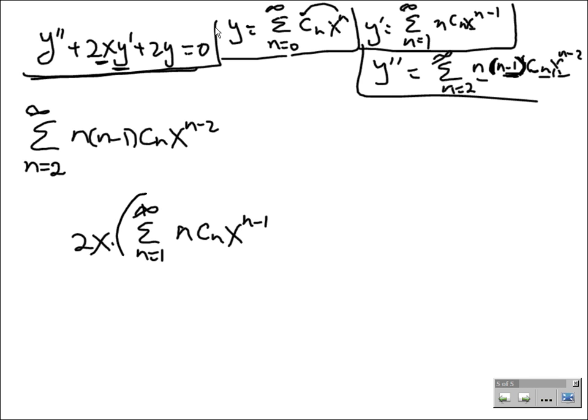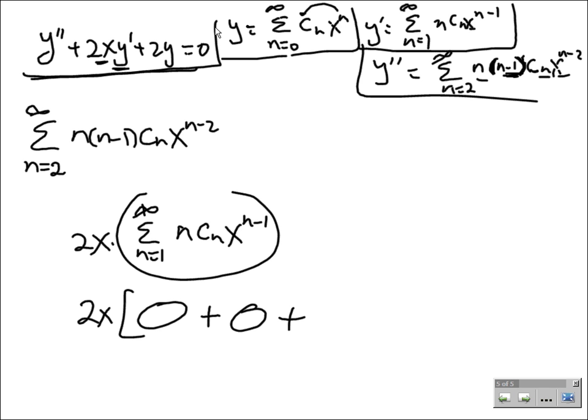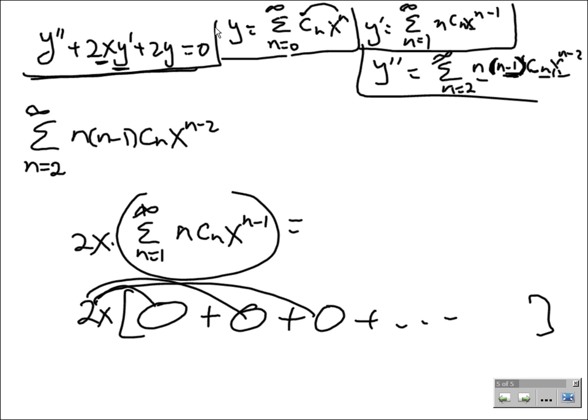Remember, this here is the summation. It is 2x times one thing plus another thing plus another thing all the way down forever. Well, the 2x gets to be multiplied by each of those things. That is, I can just add up, as n goes from 1 to infinity, 2x times n c_n x to the n minus 1.